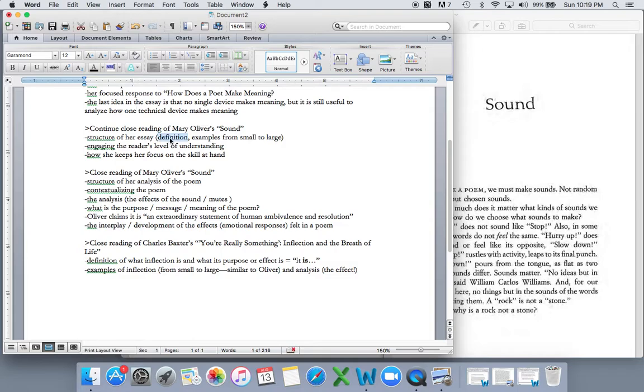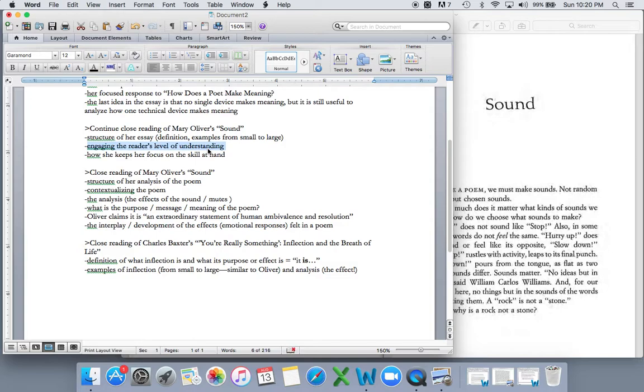And then once she's fully defined what sound is and how it works, she's going to move on to examples. And we're going to pay particular attention to how those examples engage the reader's level of understanding about her topic, about poetry, and specifically about sound in poetry and how sound makes meaning. Now, we can say from the very beginning that this is a foreign idea to many of us, but it's also a foreign idea for young writers who might be reading this poetry handbook by Mary Oliver.